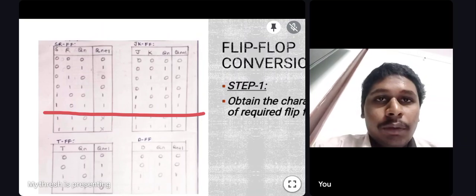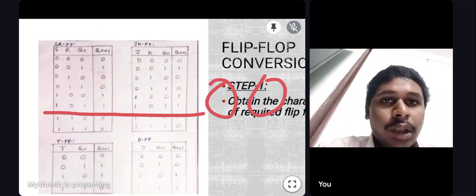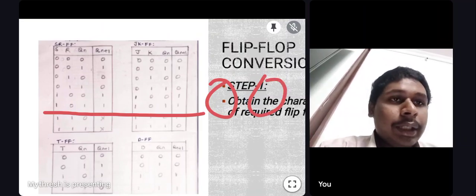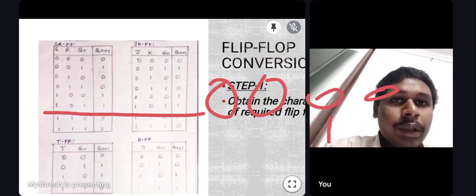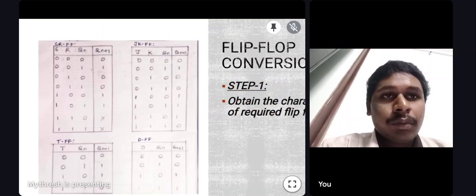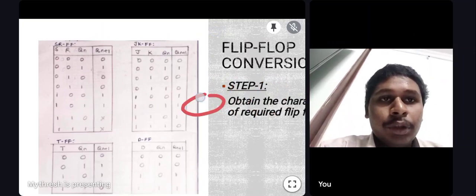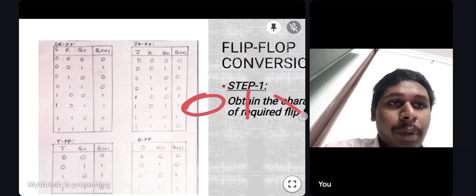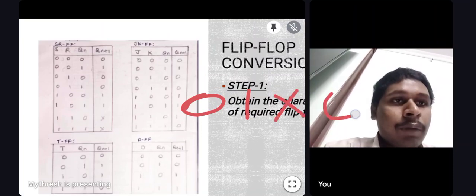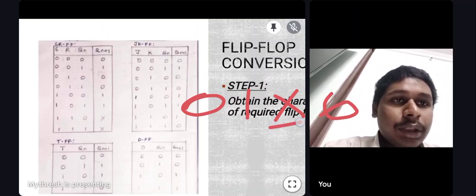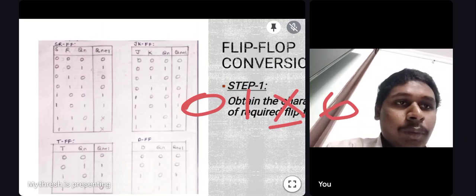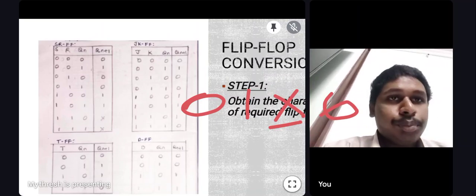So when SR is 0 0, then the present state is reflected onto the next state. If the present state is 0, it will be 0. If the present state is 1, it will be 1. Next, if SR is 0 1, then the present state can be either 0 or 1, and the next state is always 0. Similarly for the JK flip-flop, if JK is 0 1, then the present state is 0 or 1, and the next state is always 0.